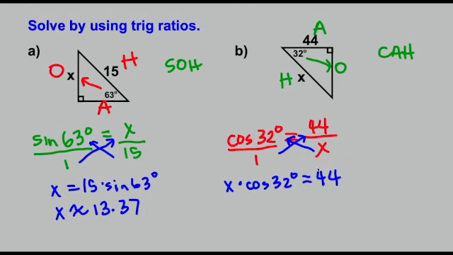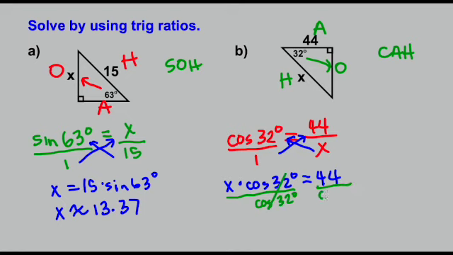So this one is slightly different. You'll notice that in the first problem x was on top, and here x is on the bottom, so the calculation is going to be slightly different. Since we have x times cosine 32, and cosine 32 is just a number, if that had been x times 2, we would just divide both sides by 2. So in this case we're going to divide both sides by cosine 32 degrees. When that happens, those cross off.